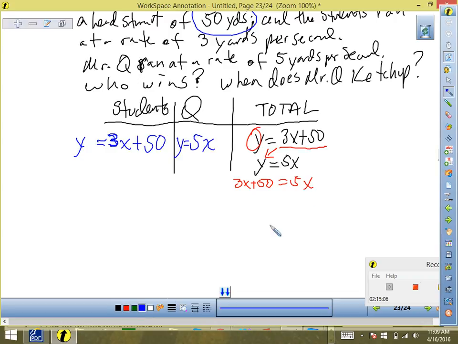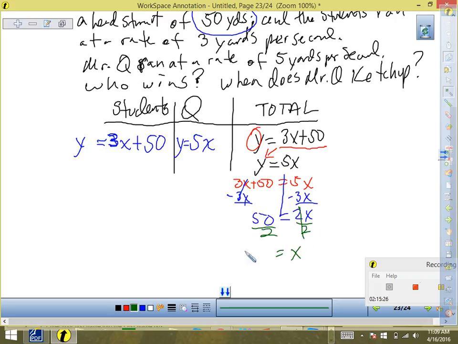Draw your line down the equal sign. We need to get rid of this 3x. So I subtract 3x, subtract 3x. We're left with 50 equals 2x. From there, we divide by 2. 25 equals x. Now, the x, what does that stand for? It's 3 yards per second, so this is 25 what? Seconds.